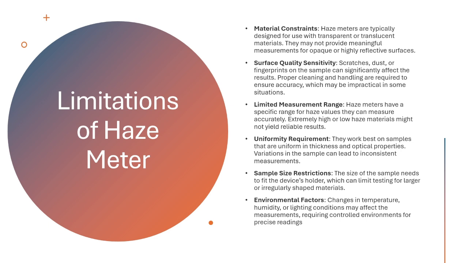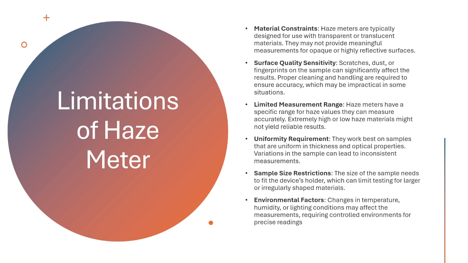Also, unlike the spectrophotometer, which works across the majority of wavelengths, the haze meter has a limitation in that it works only on a specific range of wavelength values, and gives specific haze values only. Another is the uniformity requirement, as the haze meter provides the best results on samples with uniform thickness and optical properties. Even slight inconsistencies can lead to varied results.